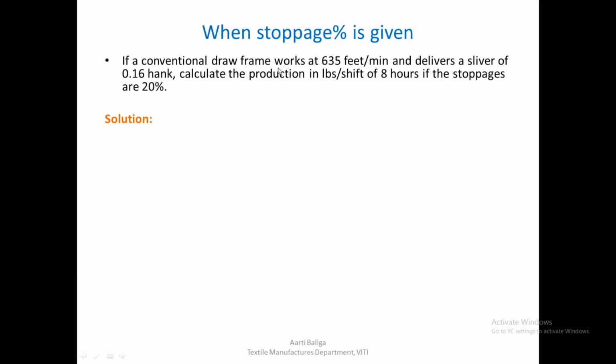If a conventional draw frame works at 635 feet per minute and delivers a sliver of 0.16 hank, calculate the production in pounds per shift of 8 hours if the stoppages are 20%. So let us see. 635 feet per minute is equivalent to, since 1 foot is equal to 12 inches, when I multiply this by 12, I get the answer in inches. Multiply that by 2.54, I get centimeters. Divide by 100, I'll get it in meters. So the answer is 193.54 meters per minute.